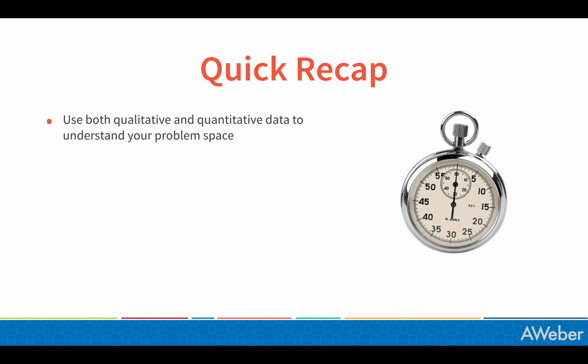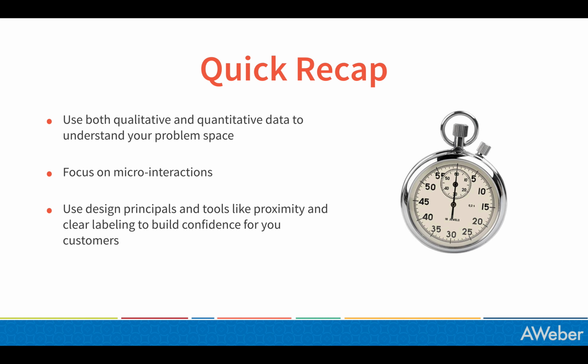So again, a quick recap. So we use both qualitative and quantitative data to understand the problem space before recommending any solutions. Not only that, but after we had that information, we focused on the micro interactions that customers may or may not have understood affected the overall experience. Third, we use basic design principles that we kind of departed from. So things like proximity, label things appropriately and clearly, all of that kind of helped. And then last, we validated our solution by testing it with a variety of customers.